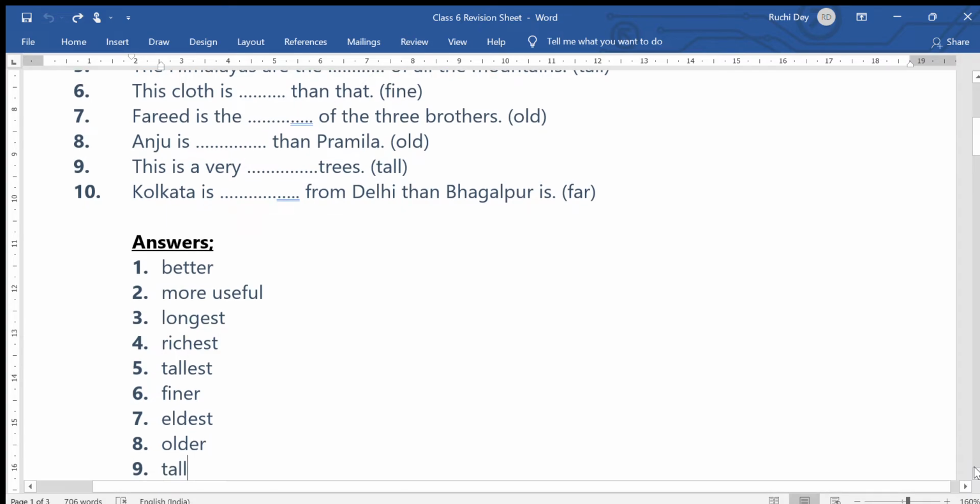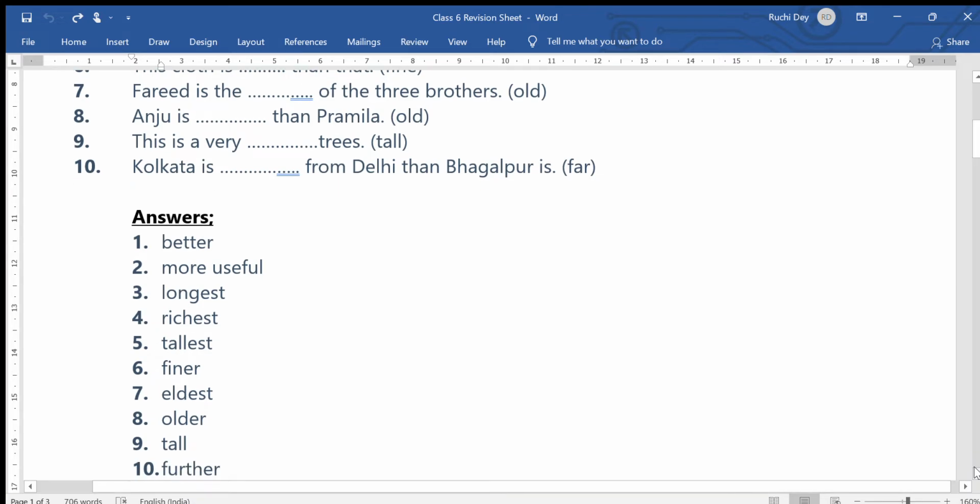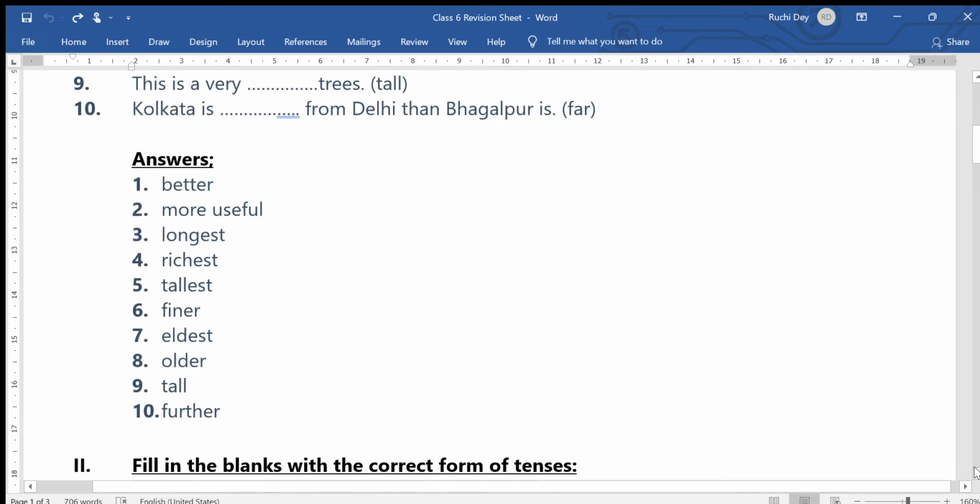The word is old, but just see the answers here. You have the word old. When we are talking about age, it becomes eldest. Anuj is dash than Pramila. Now here it's again age wise, but in this case it is older than Pramila. Next one, let's see what we have. See, old can come in the form of old buildings also, right? When it's a monument we're talking about, then it's going to be older. Age wise, we go with elder.